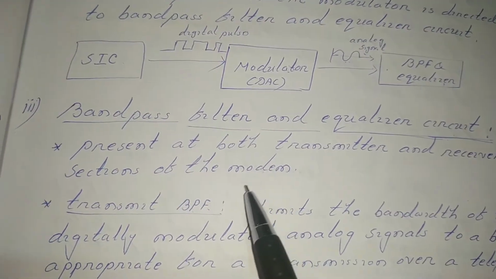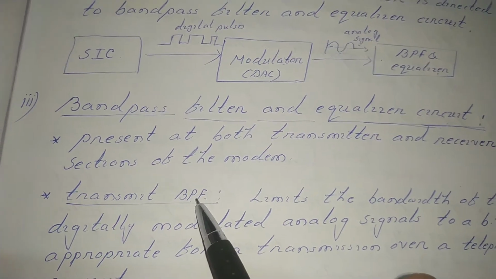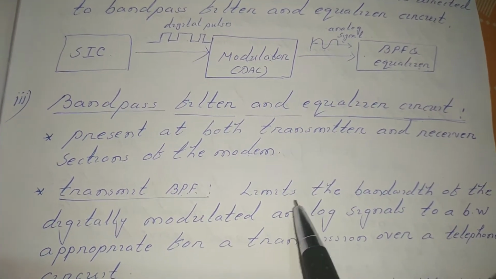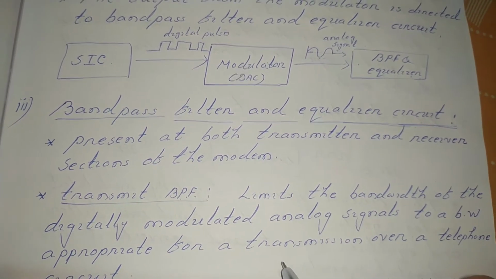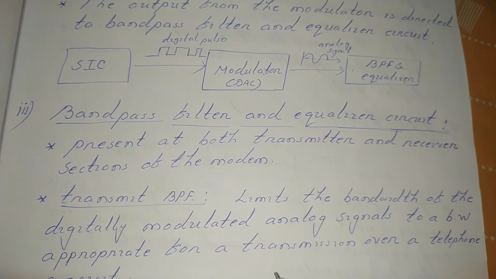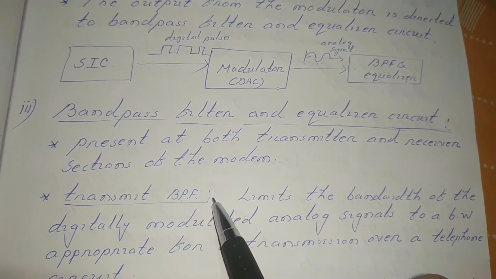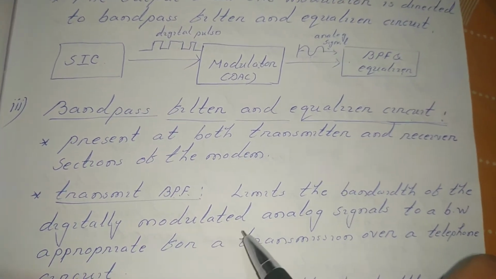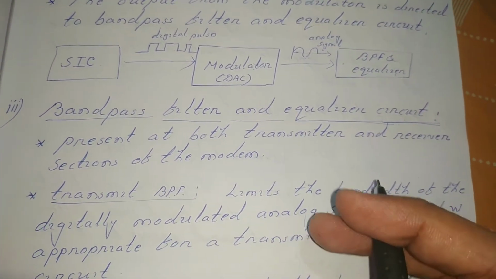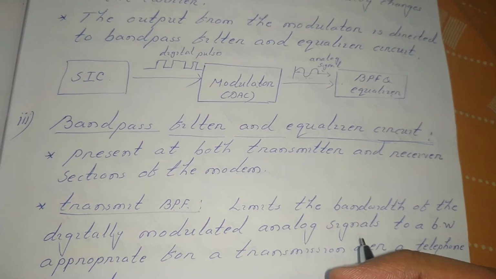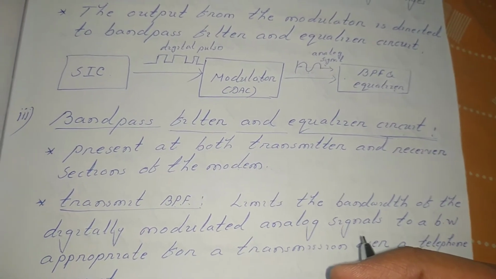So what is the main task of the band pass filter? As the name is band pass filter, it will pass only some specified bandwidth signals. It will not pass all the bandwidth signals. That's why the name is band pass filter. And why the need to use the band pass filter here? Because we are using the telephone transmission lines, and the bandwidth of the telephone transmission line is very limited. That's why we need a band pass filter here.